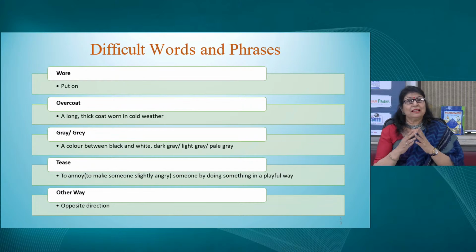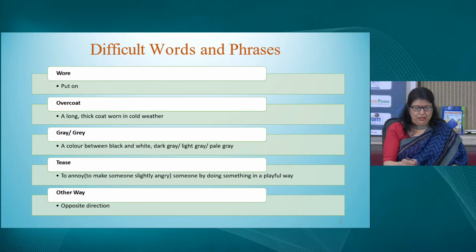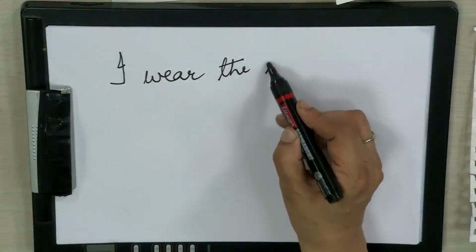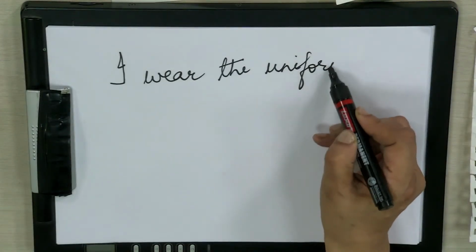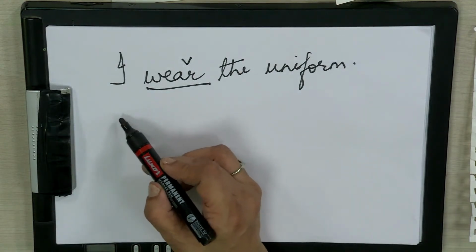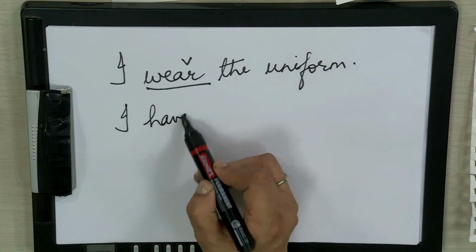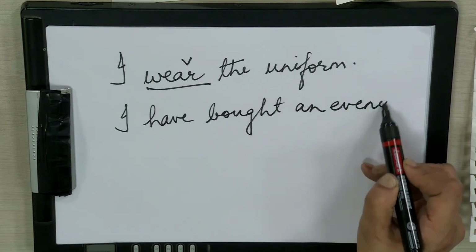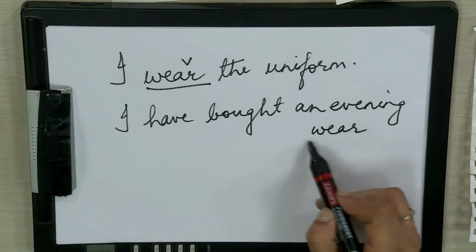Wear can be used in different senses. How? It can be used as a verb. It can be used as a noun. Like when we say that I wear the uniform for the school. So here wear is the verb. But when I say that I have bought an evening wear, here it is a noun. So we can use wear in different ways.